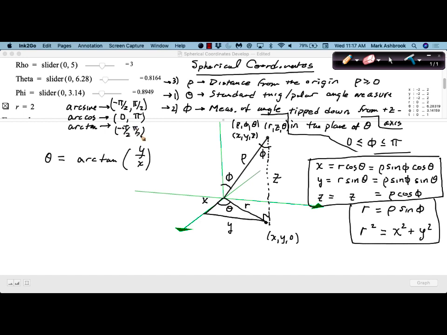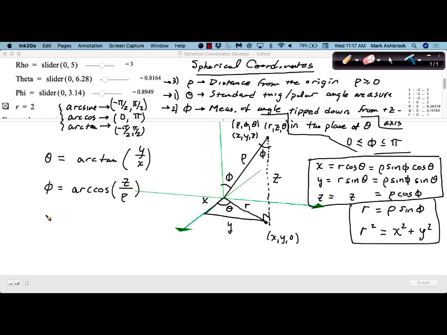So which would be the best candidate for expressing phi? Arcsine, arccosine, or arctangent? Arccosine, because that is the range of phi, from 0 to pi, and that's exactly what the range of arccosine is. So this is the best choice. Arccosine of what? Z over rho. Agree?